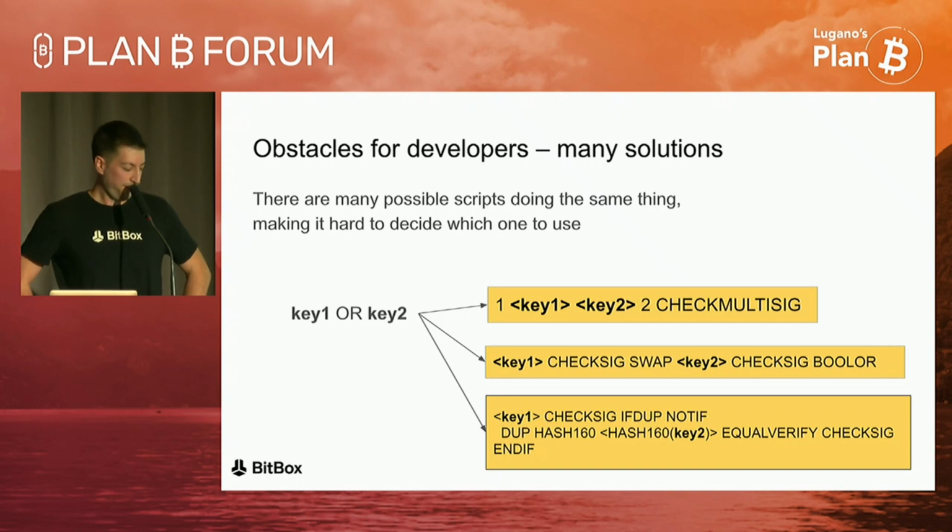Another issue is you have some condition. For example, one of two keys should be able to sign. There's many ways to actually program this in Bitcoin. These are only 3 examples. You can do it as a 1 out of 2 multisig. You could use the Boolean OR operator. You could do something that looks a bit more complicated, but optimizes the fee in certain cases. And then just constructing many options and figuring out which one is actually good and which is bad takes a lot of time.